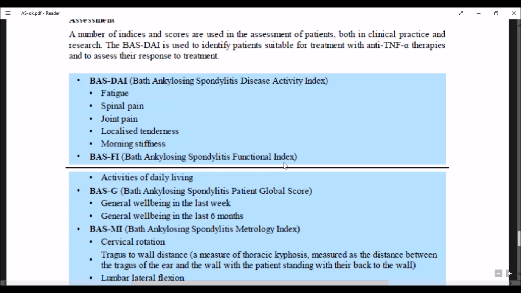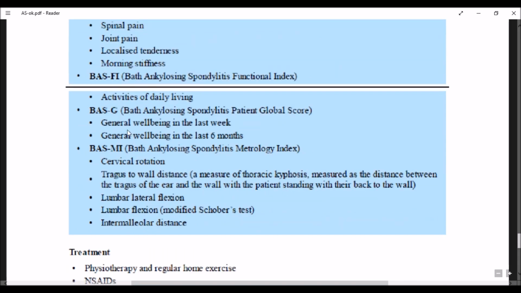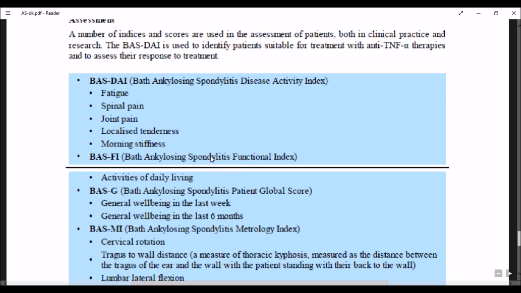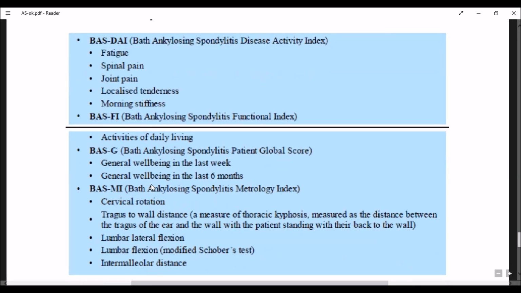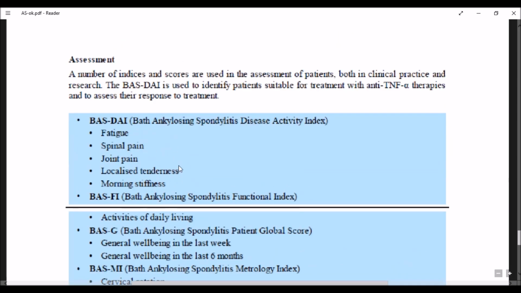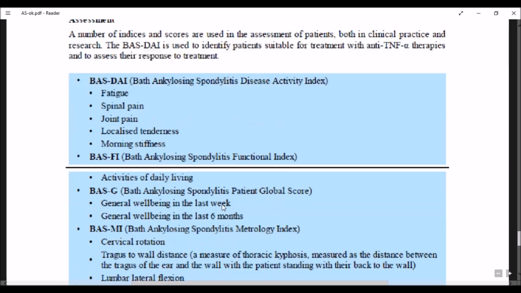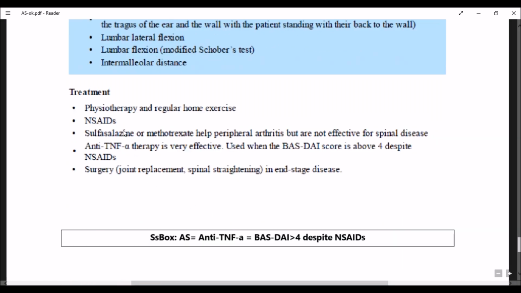And BASFI as well, the functional index, and BAS-G depending on general well-being, also general well-being in the last 6 months, and BASMI, that depends on the metrology index: cervical rotation, tragus to wall distance, lumbar lateral flexion, lumbar flexion, and intermalleolar distance. My dear, you don't need to go through the details of BASDAI, BASFI, BAS-G, BASMI. These are the assessments based on these factors. You don't need them, but what we need basically is the treatment.